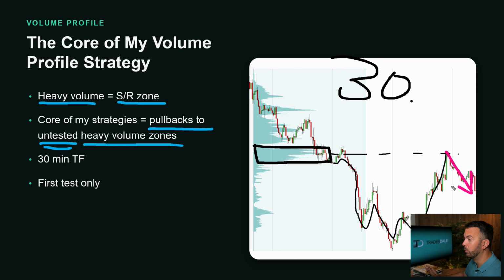And that's how I do it. Pullbacks to heavy volume zones. Always on 30-minute time frame. And important thing, first test only. Okay, this is the first test. That's where the price hit that heavy volume zone after the pullback for the first time. I don't trade second tests. Okay, so this is the core of what I do with volume profile. This is how I use it.